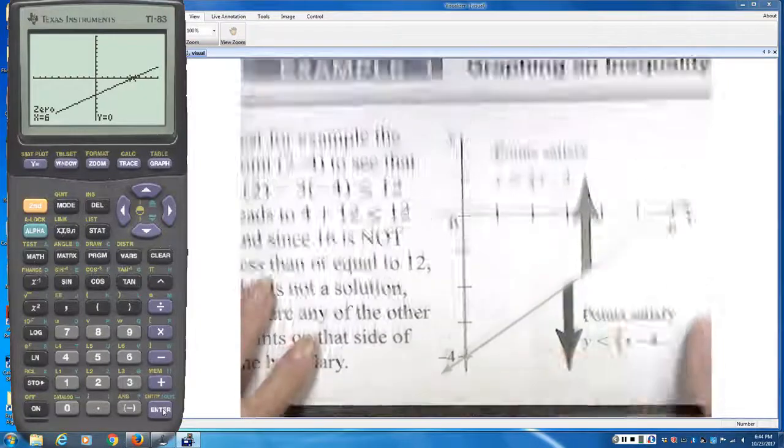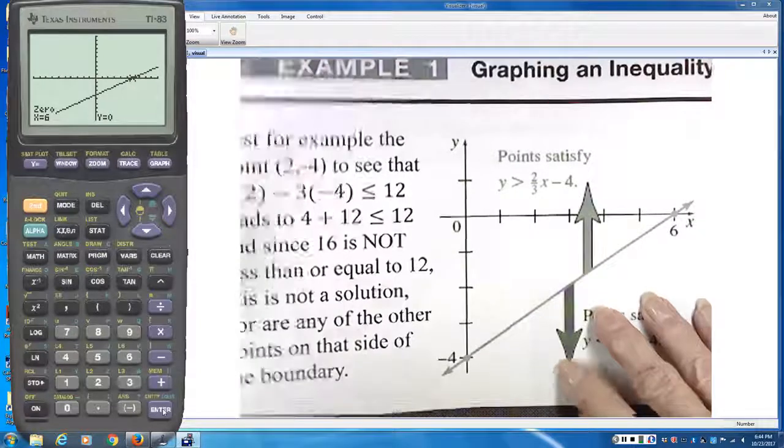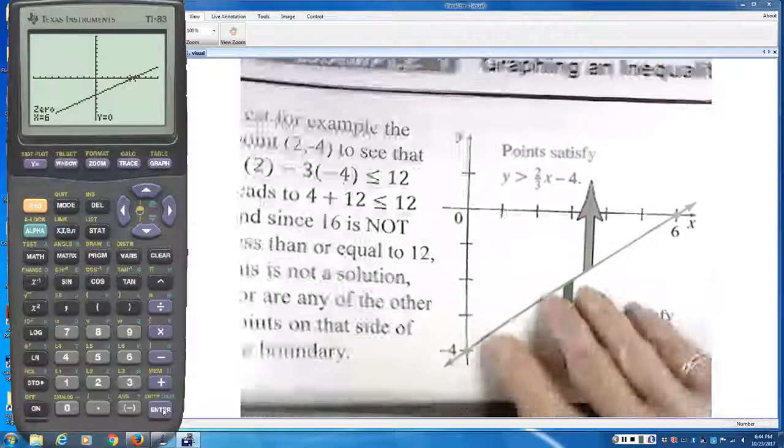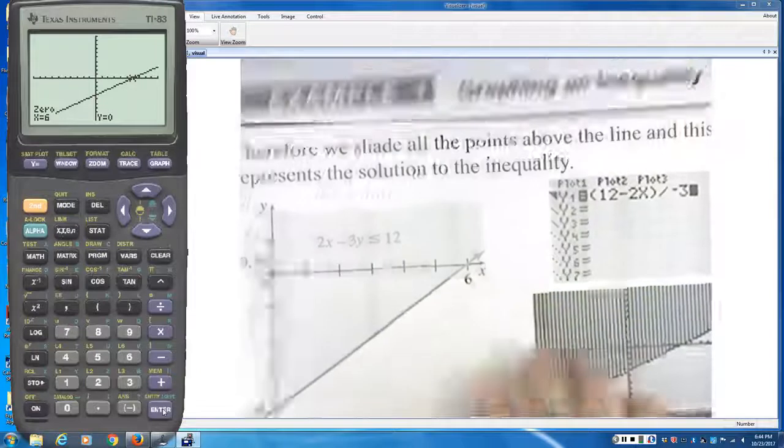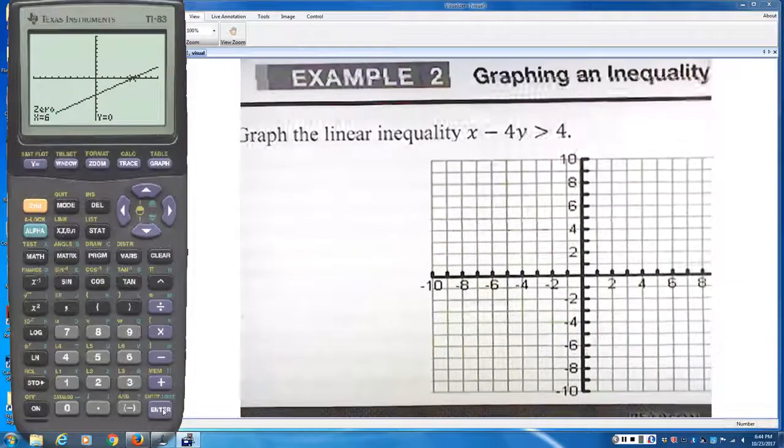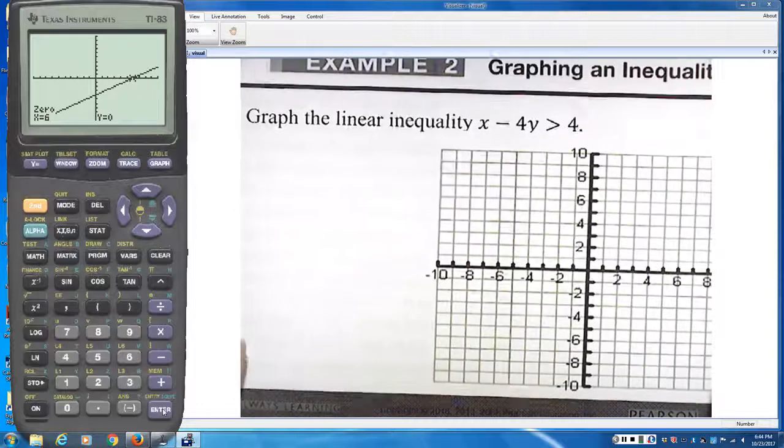So I'm going to skip over some of these others. I probably could have got by without printing about 2/3 of these. But now my granddaughter will have lots of coloring paper. And we're on to example 2.